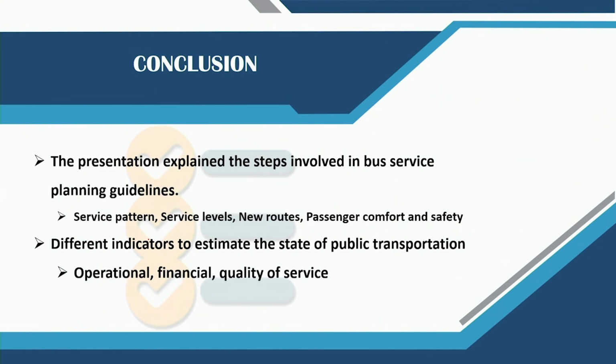So, that concludes this lecture. In this lecture, we have shown you the different steps involved in bus service planning guidelines. They are essentially service patterns, service levels, new routes, and passenger comfort and safety. We have also introduced you to different performance indicators that allow you to test how well your service is doing. They are operational, financial, and quality of service performance indicators.